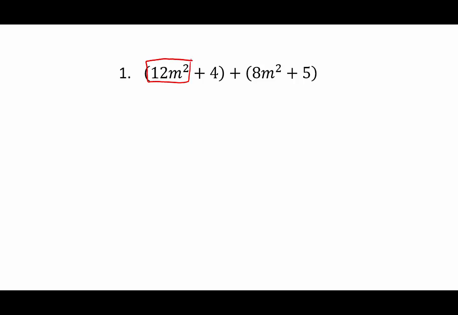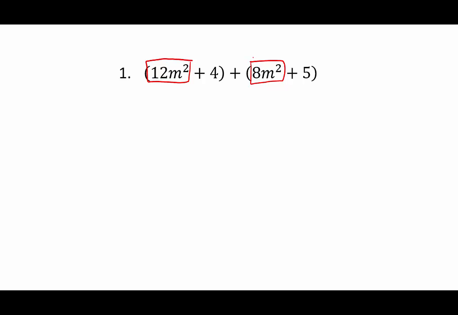And I just put a box around it, and then go through your expression, both of the polynomials, and find all of its like terms. In other words, all the other terms that have the m squared. 8m squared is the only other one I see, so I'll also put a box around that term.